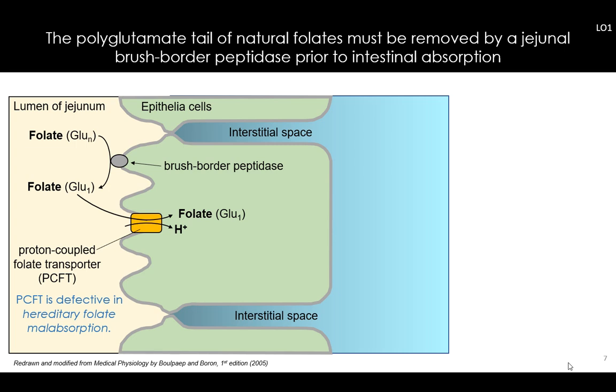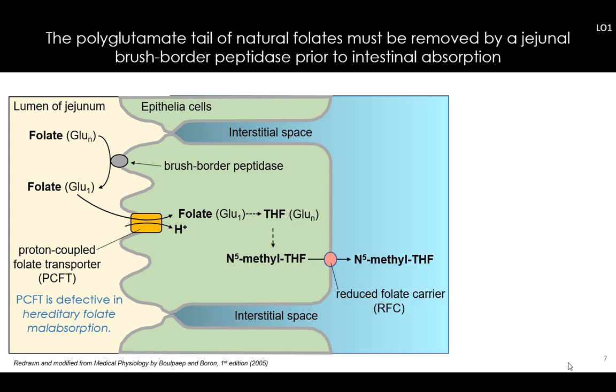The need to convert natural folates into their monoglutamate form before transport makes commercial or synthetic folic acid more bioavailable than natural folates. PCFT is defective in a very rare condition termed hereditary folate malabsorption seen in infants. The onset of symptoms in this condition include failure to thrive and megaloblastic anemia, and usually occur a few months after birth as maternal folates are exhausted.